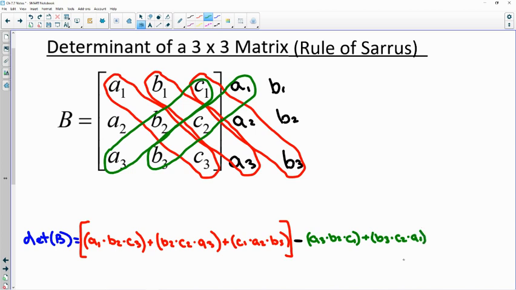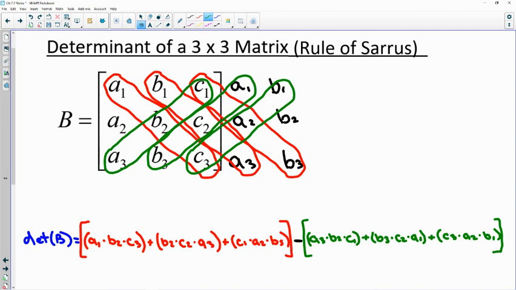I'm writing a little smaller, so you have to listen to what I'm saying if you can't read it. And then plus the last up diagonal, C3 times B times A2 times B1. Okay, so add those together, because those are going to be added and come together, and then subtract the two.